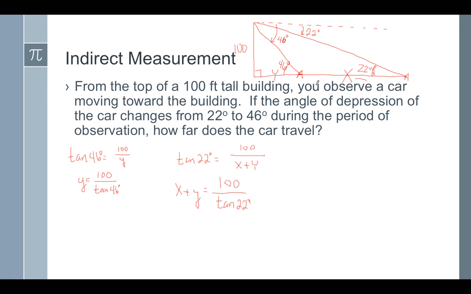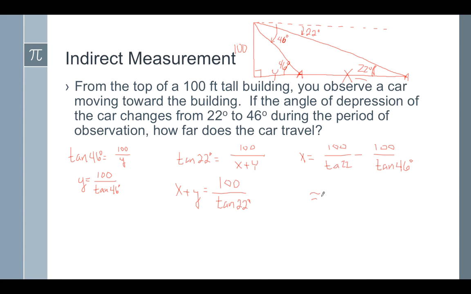Since I'm looking for the value of x, I'm going to subtract y from both sides. That means x is going to equal 100 over the tangent of 22 minus y. But I know y is this value over here. So y is going to equal 100 over the tangent of 46 degrees.